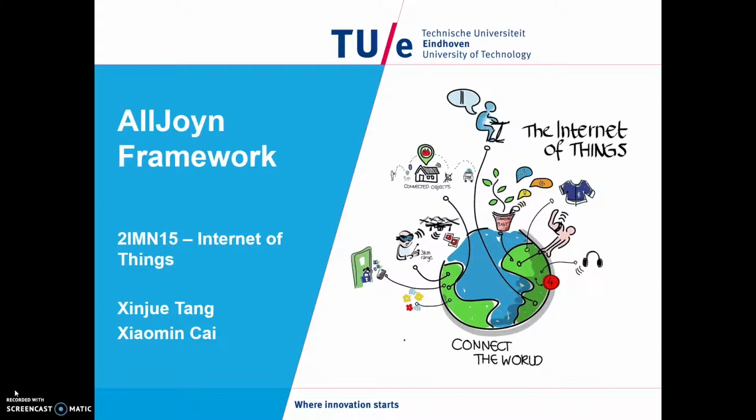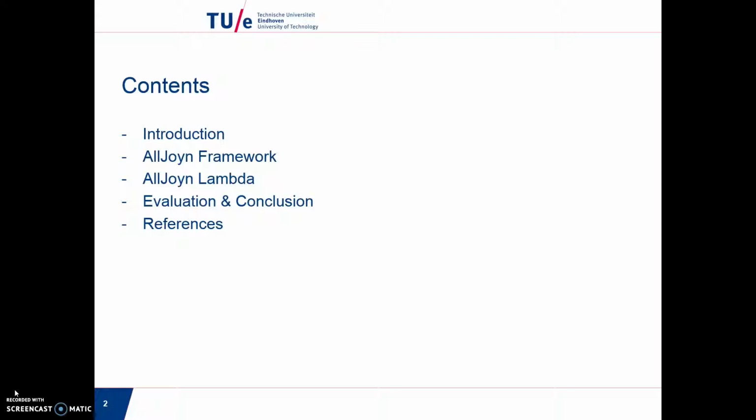My partner and I will introduce a framework named OJoin, which can be used in the Internet of Things. First, I will introduce the importance of the framework. Then my partner will explicitly describe the OJoin framework and OJoin Lambda architecture. Later, I will present the evaluation and conclusion. Then there are references we cited.